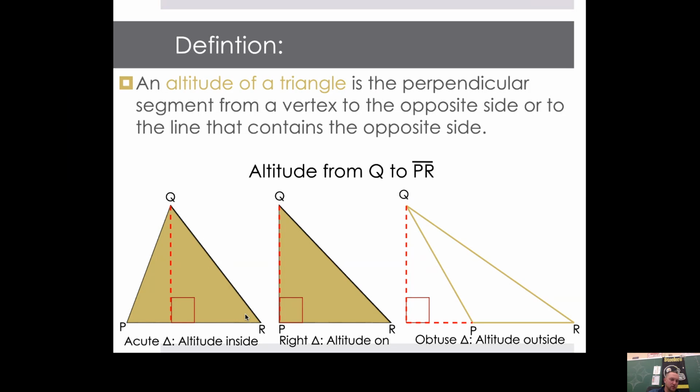Now, you could find an altitude from every single vertex if you wanted to, but every time you have an acute triangle, the altitudes are going to be inside the triangle. When you have a right triangle, there's an altitude that lives on the triangle. Notice how it goes from the vertex and it is perpendicular to one of the sides. If you have an obtuse triangle, the altitude is actually going to live outside the triangle for one of the vertices. So this vertex Q, perpendicular down to this segment, PR, that's your altitude.